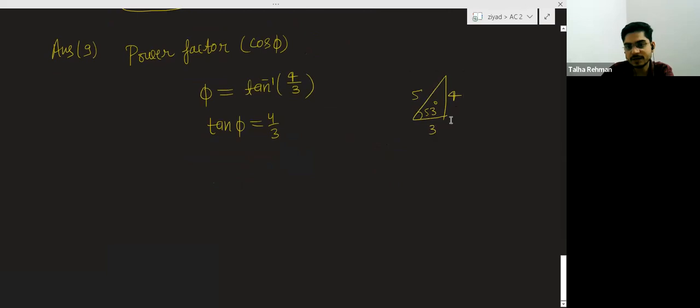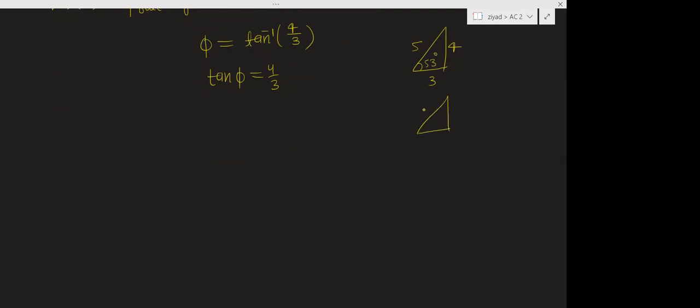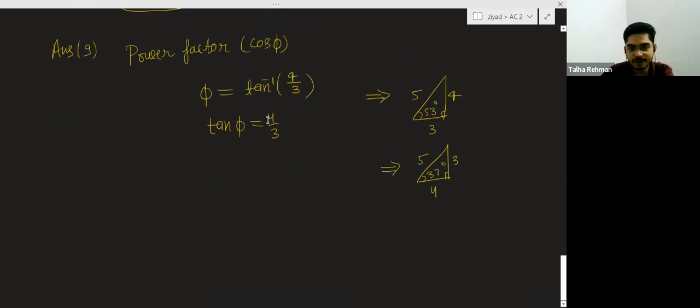If sides are like this, the angle is 53 degree. This is a right angle triangle. If sides are like this, 3, 4, 5, this angle is 37 degree. So these two triangles are basically used. So tan phi is 4 by 3, so basically this triangle we will use.